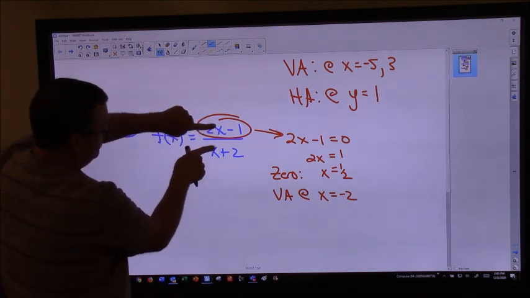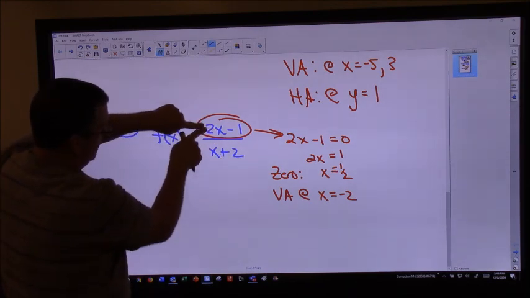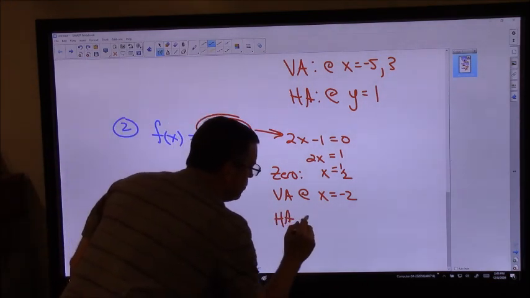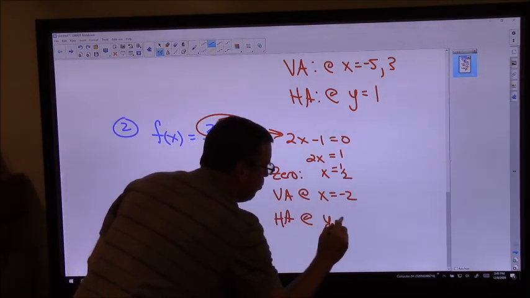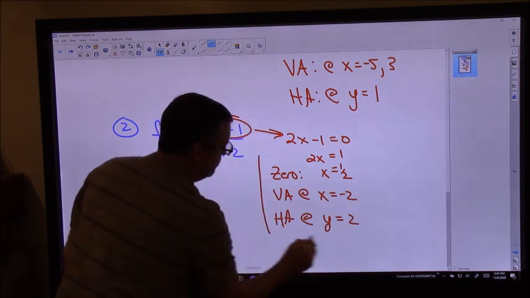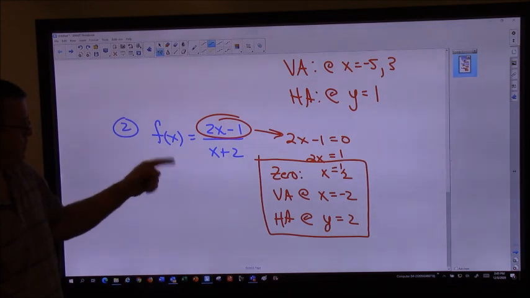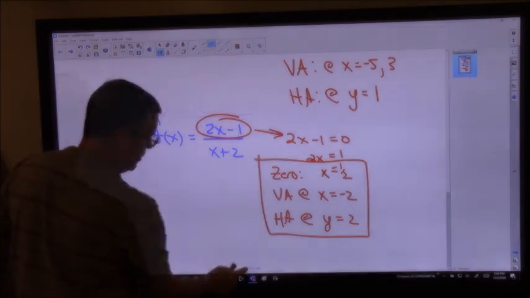And when I look at these, the exponents are the same. So if I do 2 over 1, that's just 2. There's a horizontal asymptote at y equals 2. That's the information we need for today. Let me have you guys try one that's a little more difficult than this on your own.